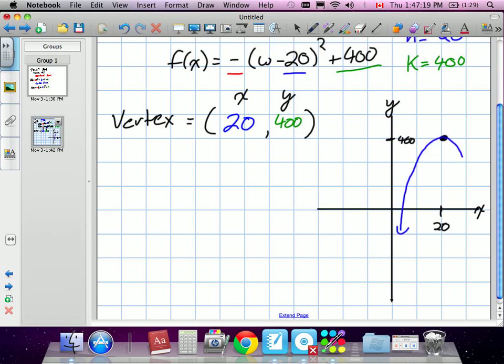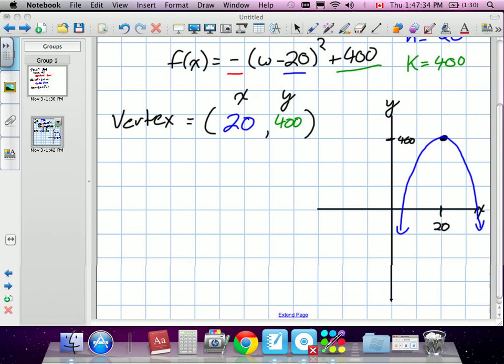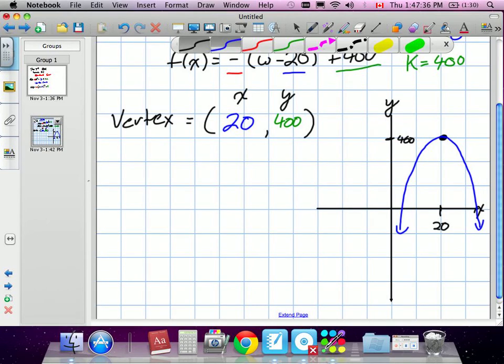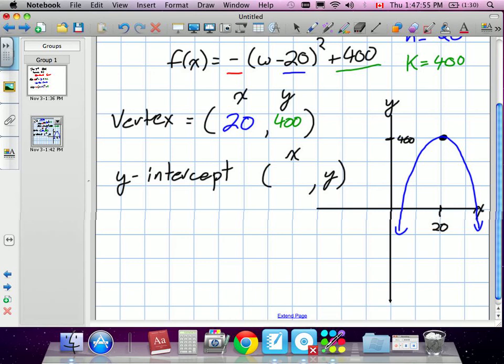The next thing we're going to look for is the y-intercept, okay? So our y-intercept of this equation. Now, when we're looking for a y-intercept, we always know what the x value is, and we're actually searching for the y. Can anyone tell me what x is equal to at the y-intercept? 0.